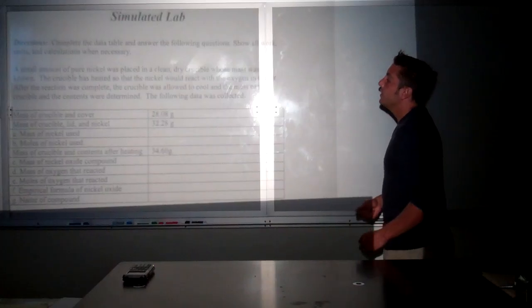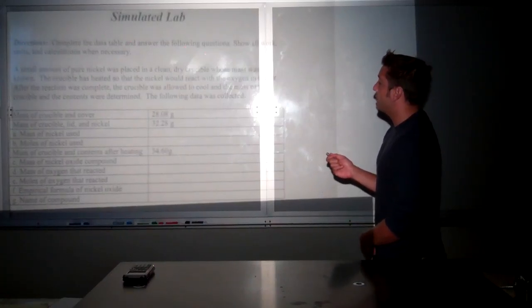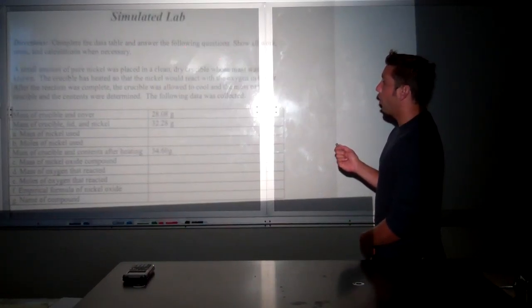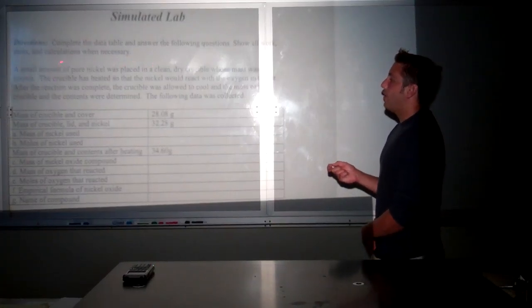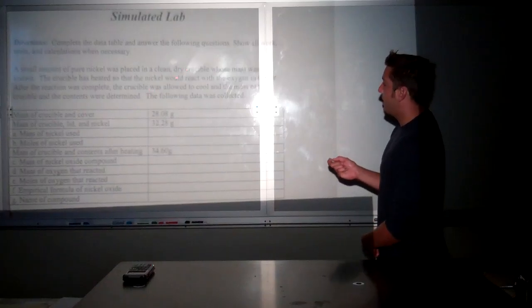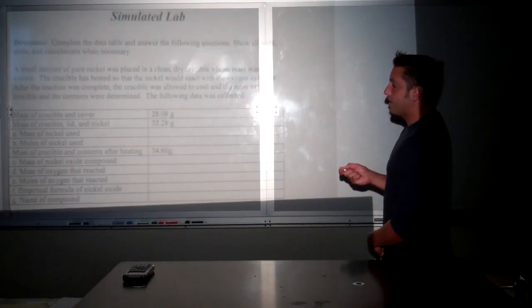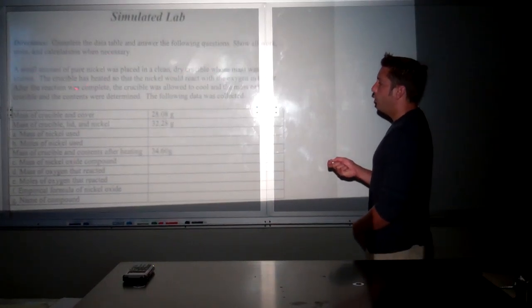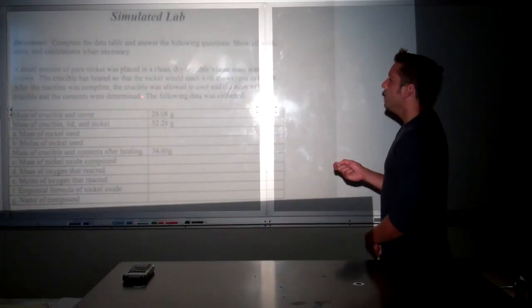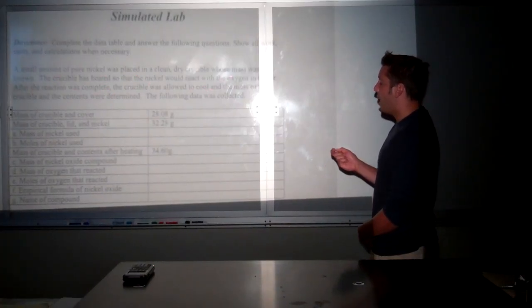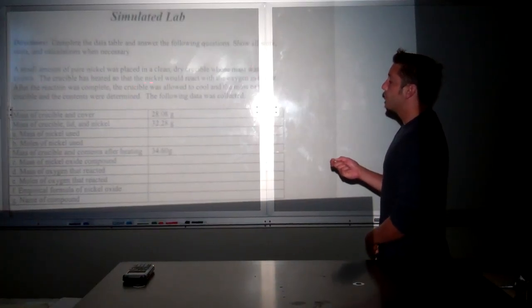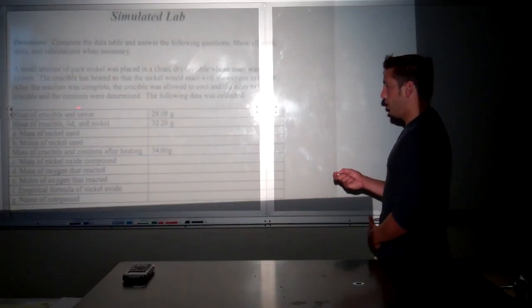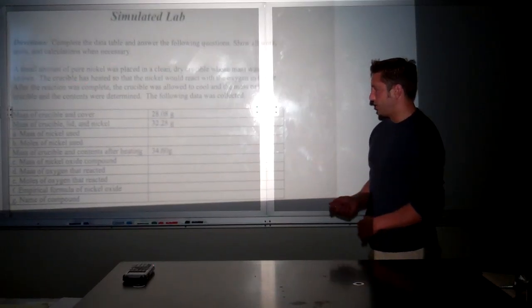Simulated lab. It says, complete the data table and answer the following questions. Show all work, units, and calculations when necessary. A small amount of pure nickel was placed in a clean, dry crucible whose mass was known. The crucible was heated so that the nickel would react with the oxygen in the air. After the reaction was complete, the crucible was allowed to cool and the mass of the crucible and the contents were determined. The following data was collected.